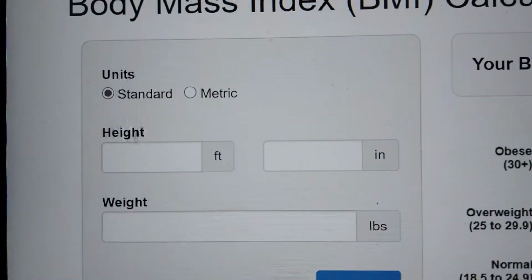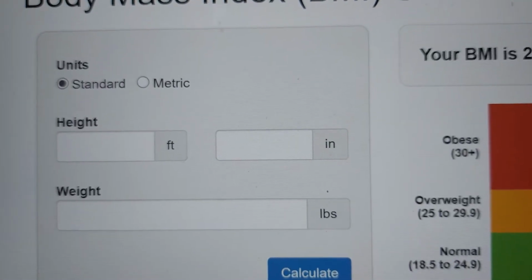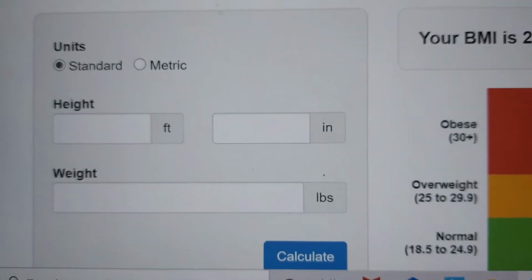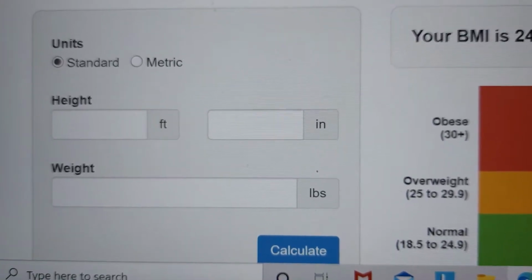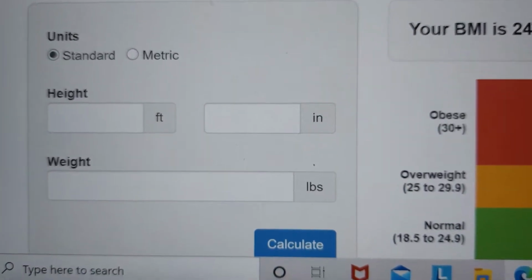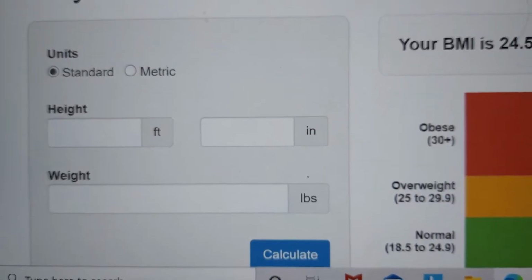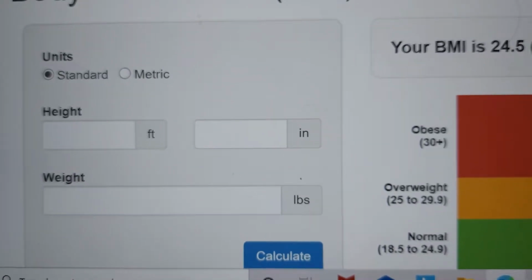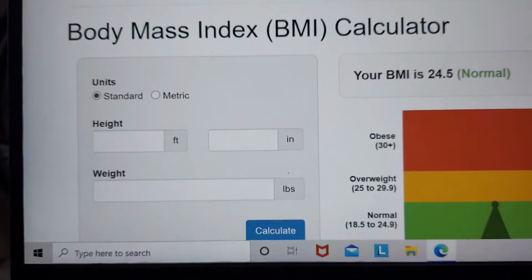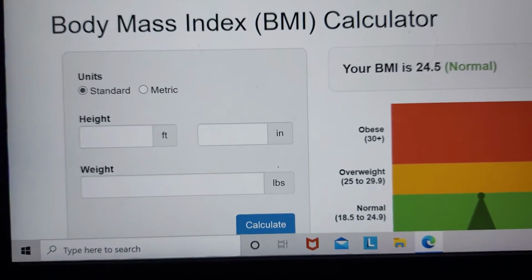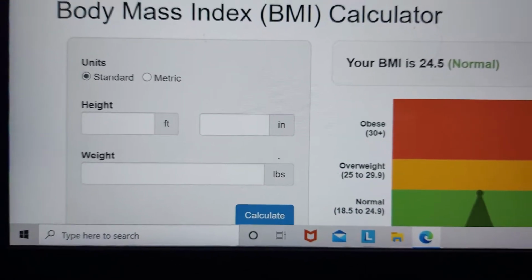Right, so here, this is the online calculation. Okay, so the unit is standard. If we are measuring in feet, inches, and pounds, that is US standards. Metric is in meters and kilos. So we will use the US standard. Okay, so in my case, I am 55 years old. I'm just informing you my age, but it's not included here.